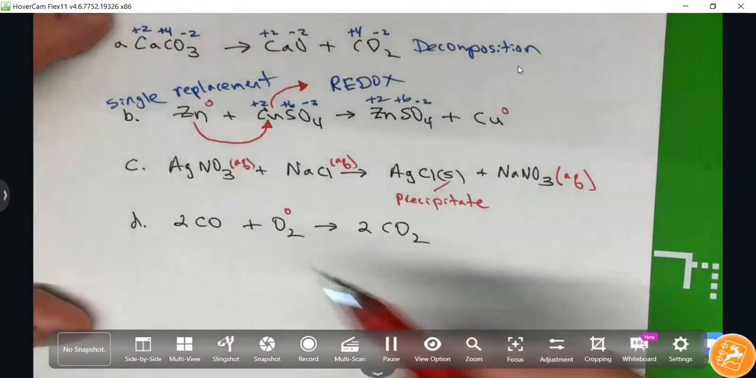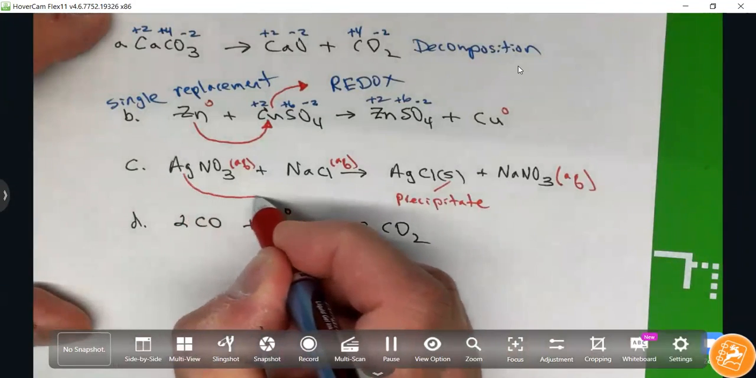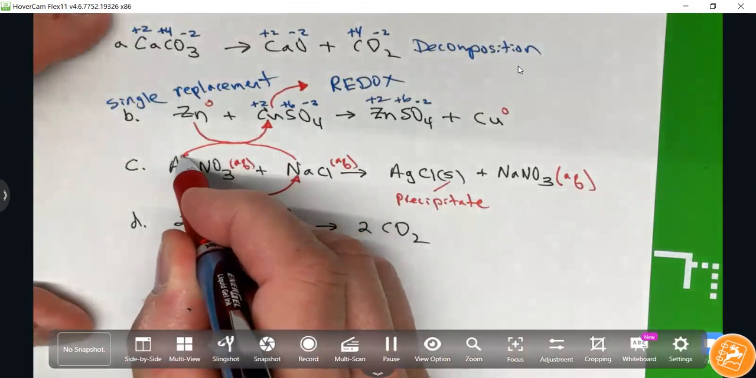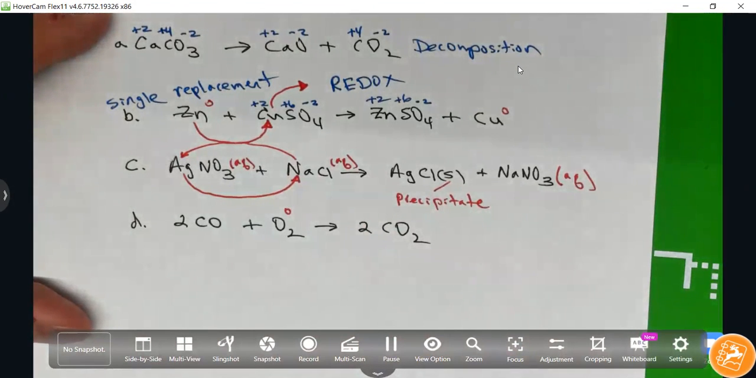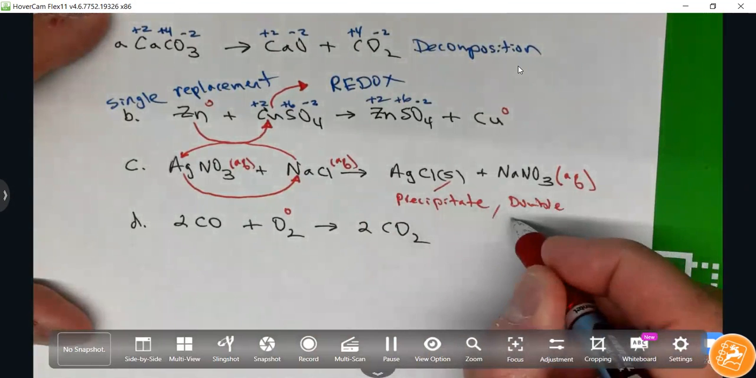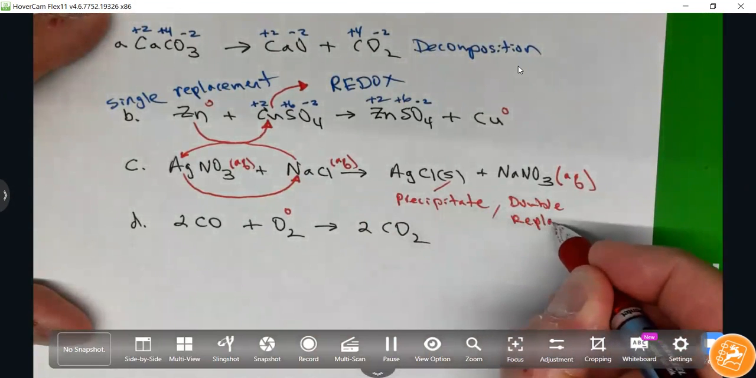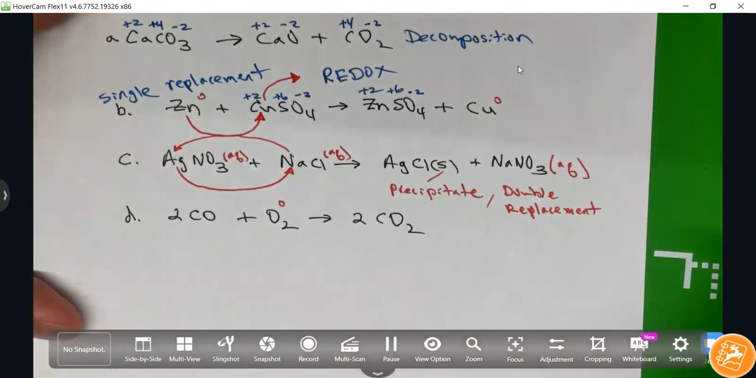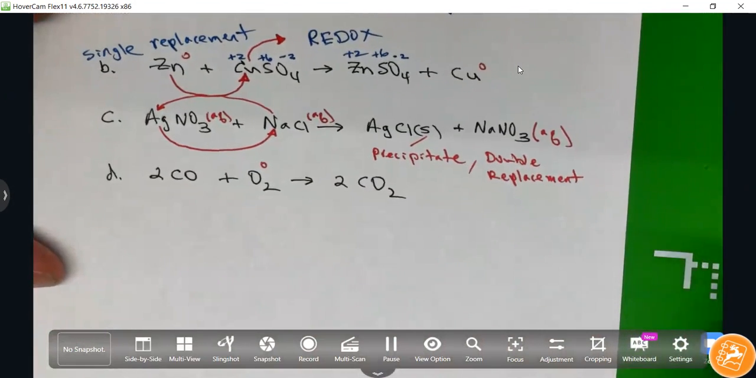And this is also double replacement, right? We're just going to switch those positives. So this is a precipitate reaction, double replacement. Your book uses the term metathesis. Double replacement describes it much better.